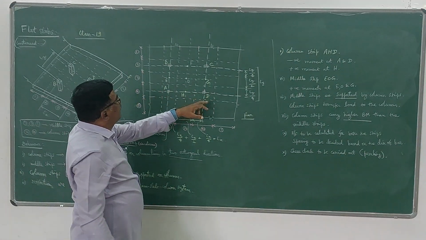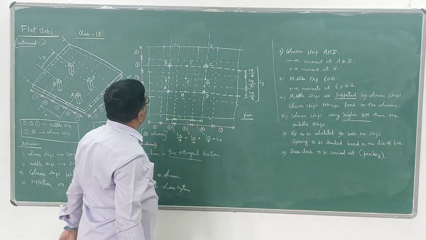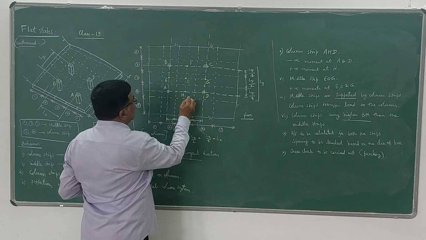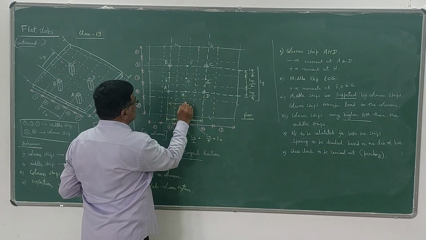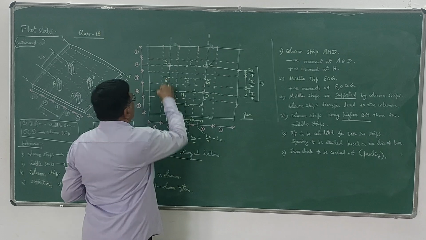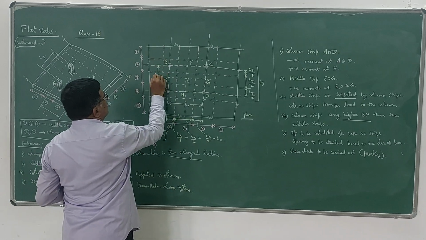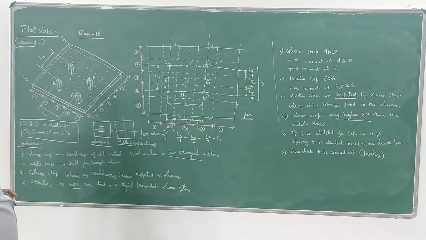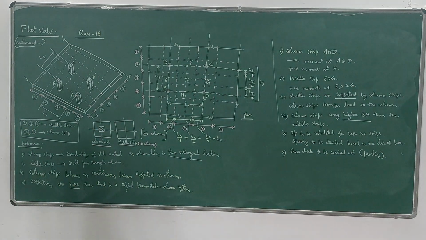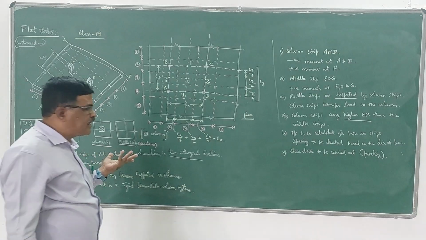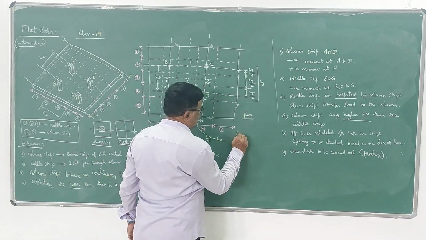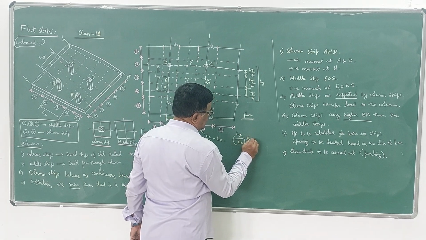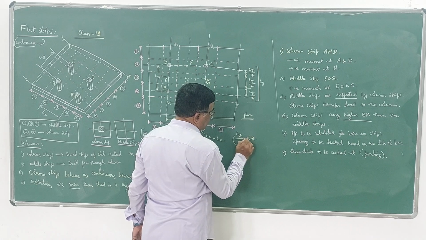A, B, C, D are the columns, and the spacing between the columns in this direction I have taken as Lx, that is, this distance AD is Lx, and in the other direction it is Ly. So this Lx will be equal to Ly if it is a square panel. Otherwise, if it is rectangular, it can be different. The condition for a two-way slab, you know, is that this ratio Ly by Lx, longer span divided by shorter span, should be less than or equal to 2, or less than 2, you can take that.